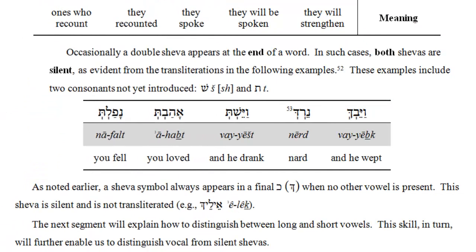On rare occasions, you'll encounter a double shava that occurs at the end of a word. Now, this is a situation when both shava vowels will be silent. You can see that borne out in the transliteration from these 5 words. Incidentally, there are a couple of consonants that have not yet been formally introduced that appear in this collection. One is the letter shin, which produces the sh sound, and the last letter of the alphabet, tav, which produces a t sound. The first word is pronounced vayevk.